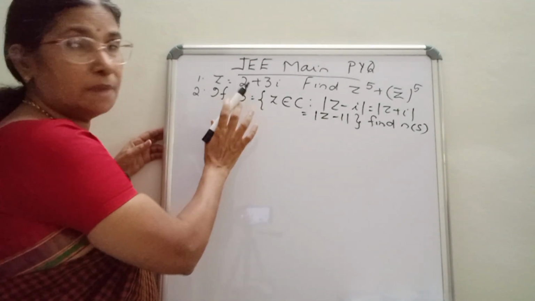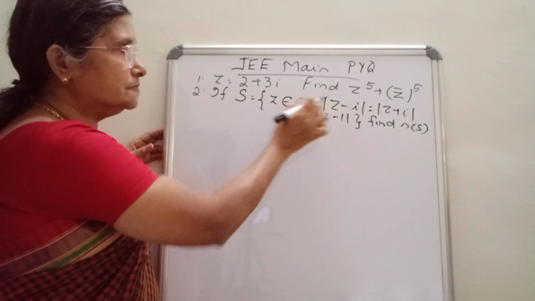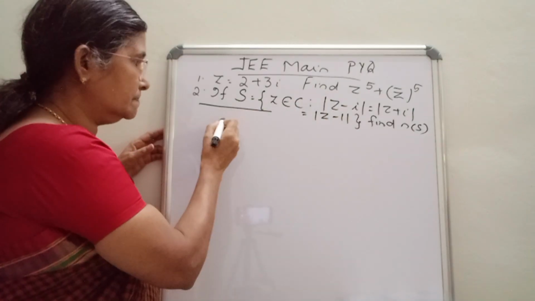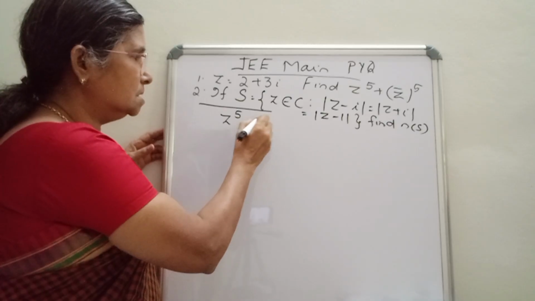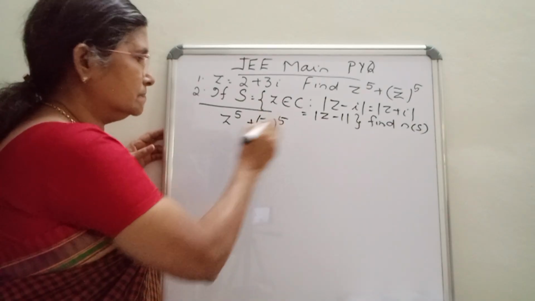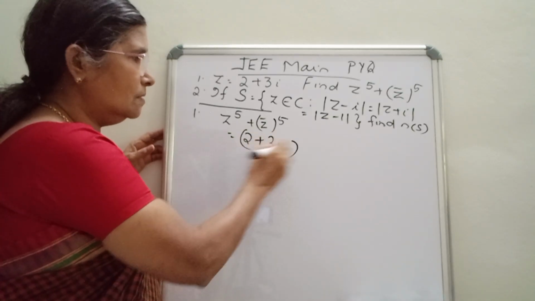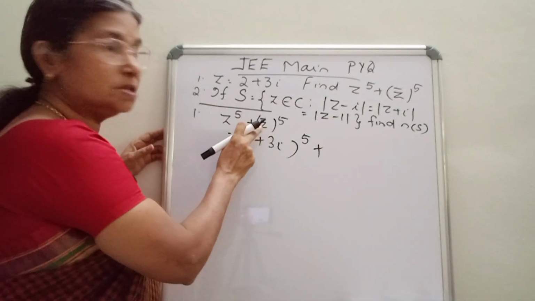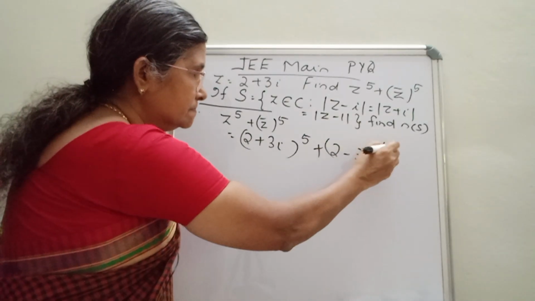Question number 1. Complex number. Z is equal to 2 plus 3i. Find Z raised to 5 plus Z bar raised to 5. Z raised to 5 plus Z bar raised to 5 is 2 plus 3i, the whole raised to 5, plus the conjugate of Z, 2 minus 3i, the whole raised to 5.